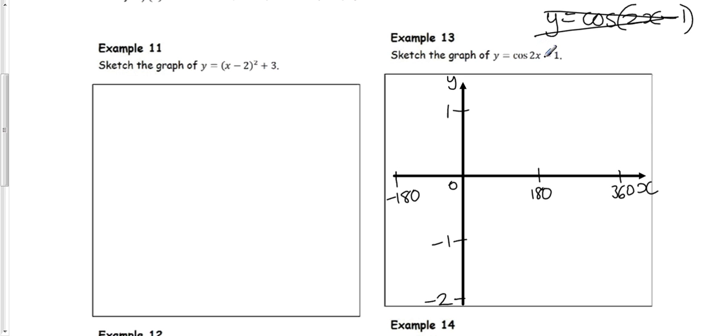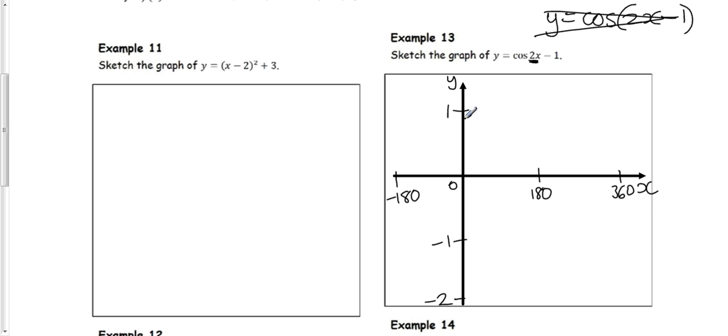Because we don't have brackets, that's telling me that the angle is 2x, and then we've got a big minus 1 at the end. So there's two transformations here, one coming from the 2 and another one from the minus 1 at the end. Let's think about the original cos x graph. What would it look like?